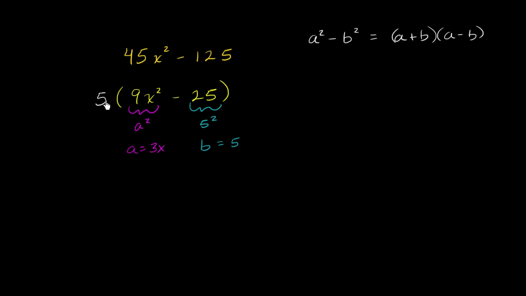So we can't forget our 5 out front that we factored out. So it's going to be 5 times a plus b times a minus b. So let me write the b's down, plus b and minus b. And we're done. 5 times 3x plus 5 times 3x minus 5 is 45x squared minus 125 factored out.